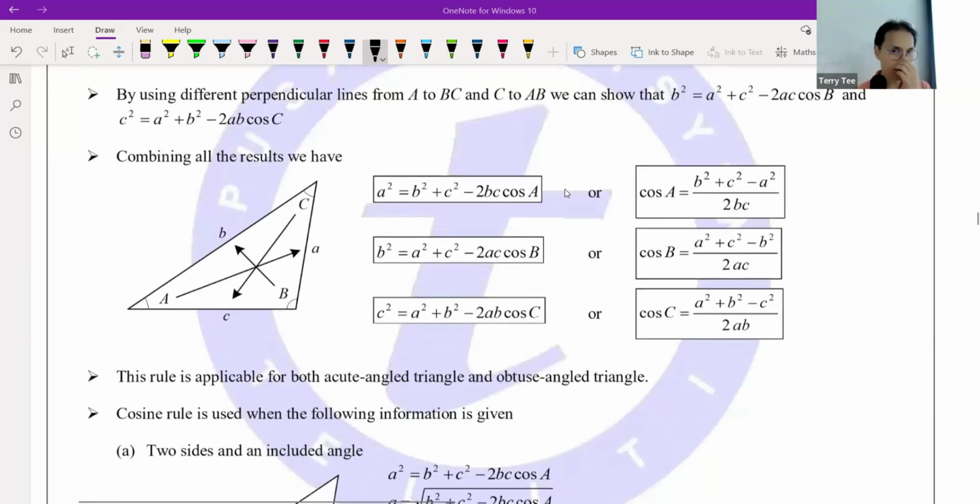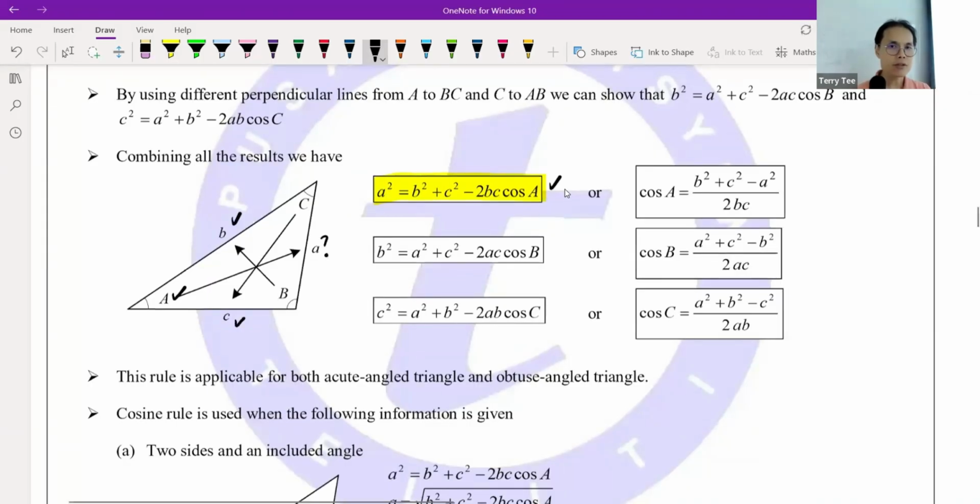The formula for cosine rule, there are two versions. The first version is given in exam. Second version is not. We normally use the first version to find the opposite length given two lengths side by side and the included angle. Remember, included angle must be an angle between two given sides.